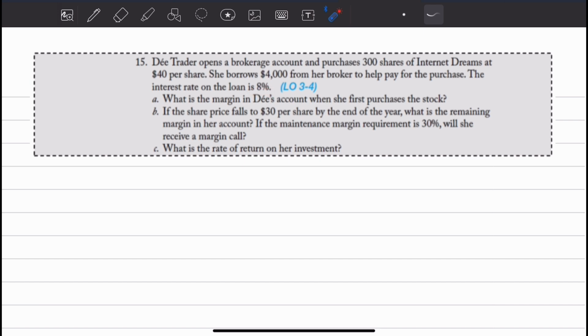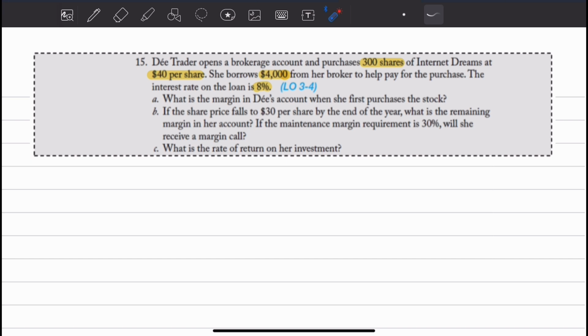So let's highlight all of this information given, because it is all very important information for us to figure out the solution. So 300 shares, $40 per share, $4,000 loan, and the interest on the loan is 8%. Okay. First requirement, part A. What is the margin in her account when she first purchases the stock?